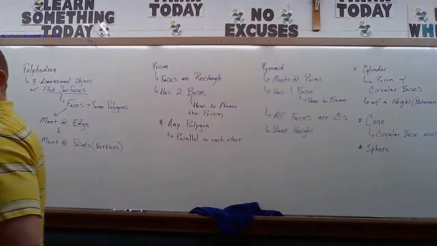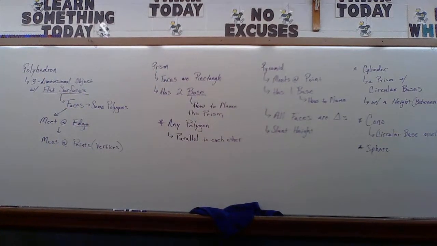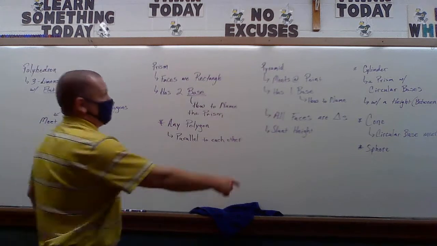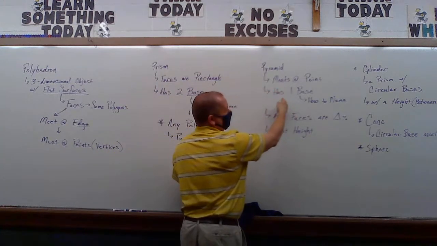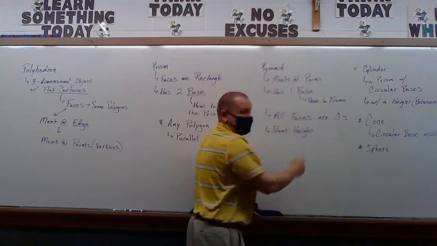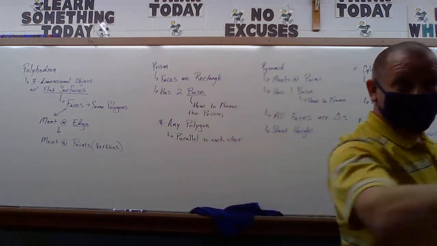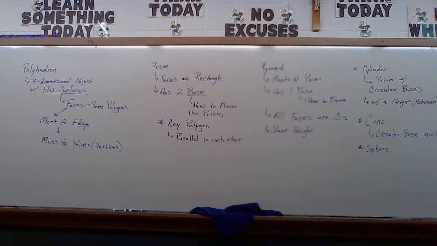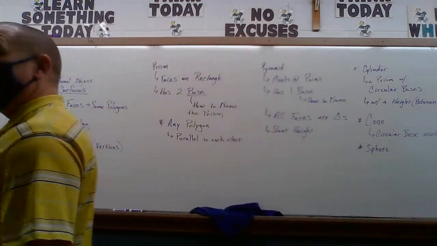Think about a pyramid, and what's the biggest difference between a pyramid and a prism? It has one base. It only has one base, okay? So it meets at a point, and it only has one base. And again, that base is going to be how I name it. So if it's a triangle, it's a triangular pyramid. If it's an octagon, it's an octagonal pyramid, right?